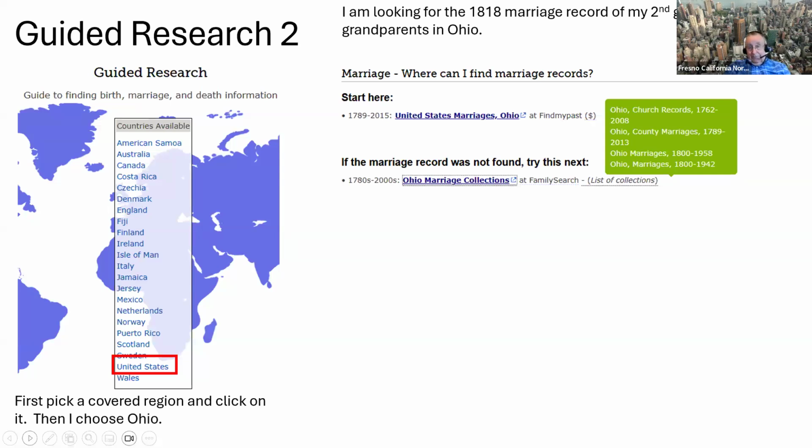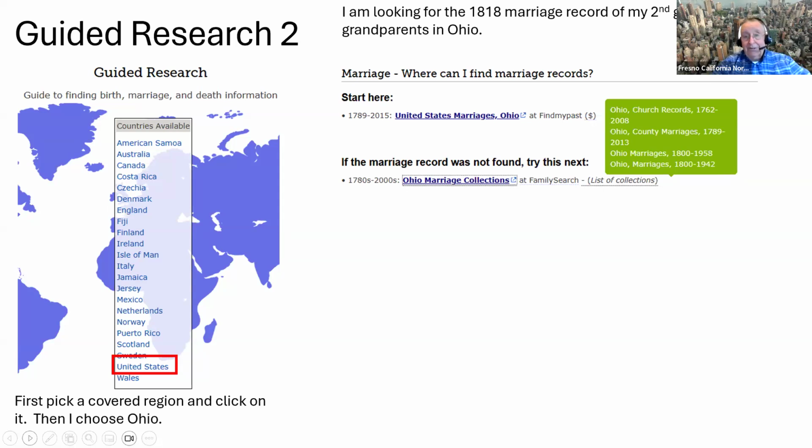They actually suggest the place to start would be to go to Find My Past, which is a pay site, and they have a database called United States Marriages, and they have it broken down by state. That Ohio, United States Marriages has over 200 million marriages. It's the single largest United States marriage record database online anywhere. And so that's why it's listed first. It's the most universal of all of them.